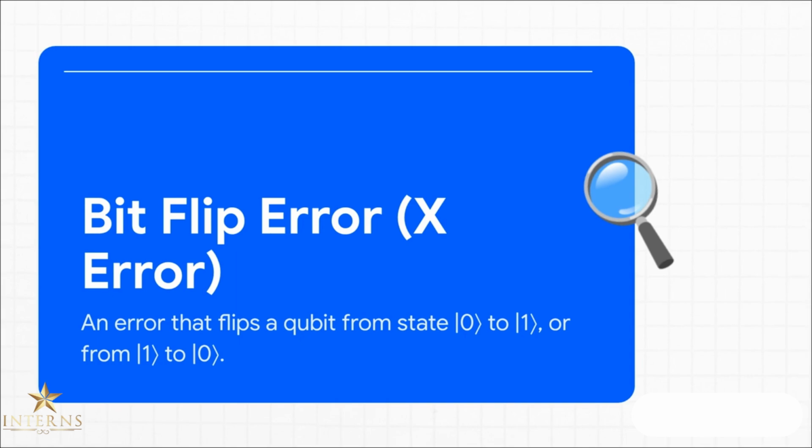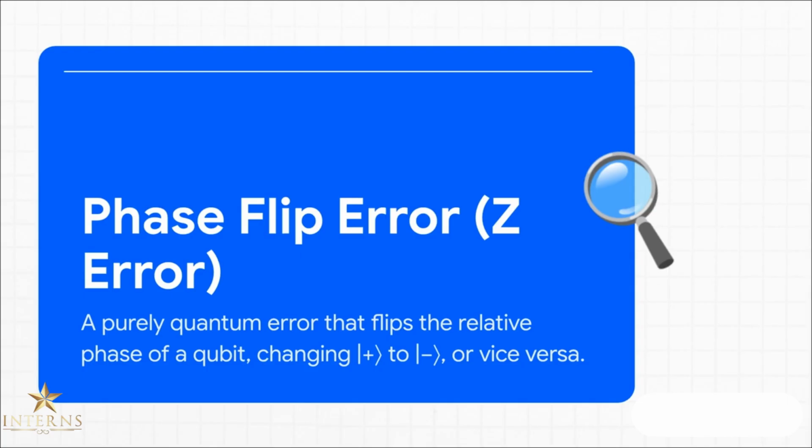Simple enough, right? But then you've got the phase flip. And this is a purely quantum kind of gremlin. It doesn't actually change the 0 to a 1. Instead, it messes with the special mathematical relationship between them. Think of it like an invisible error. You can't see it directly, but it corrupts the quantum calculation just as badly.